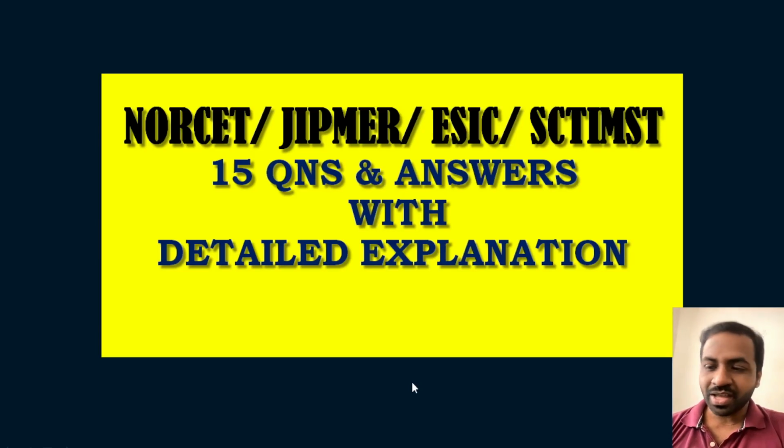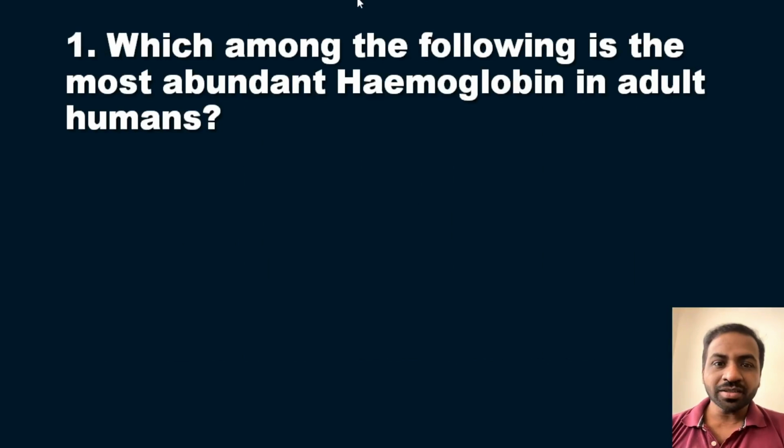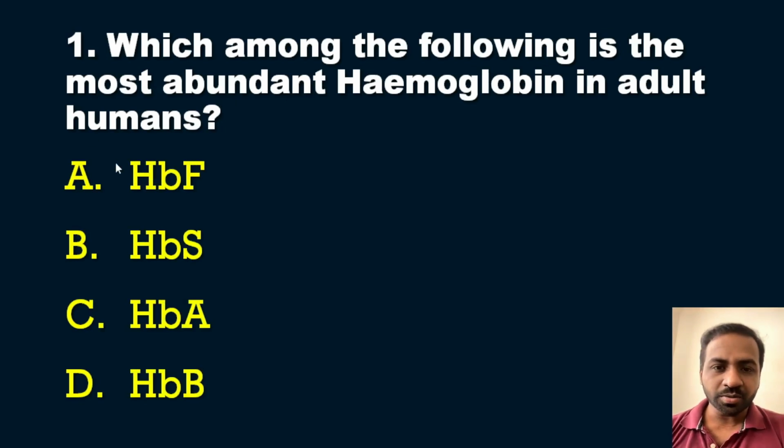The first question is from hematology, and the question is on the screen right now. Which among the following is the most abundant hemoglobin in adult humans? The question is very simple. The options are: A, HbF; B, HbS; C, HbA; and D, HbB. The most abundant hemoglobin in human adults is HbA, and I will expand these abbreviations.